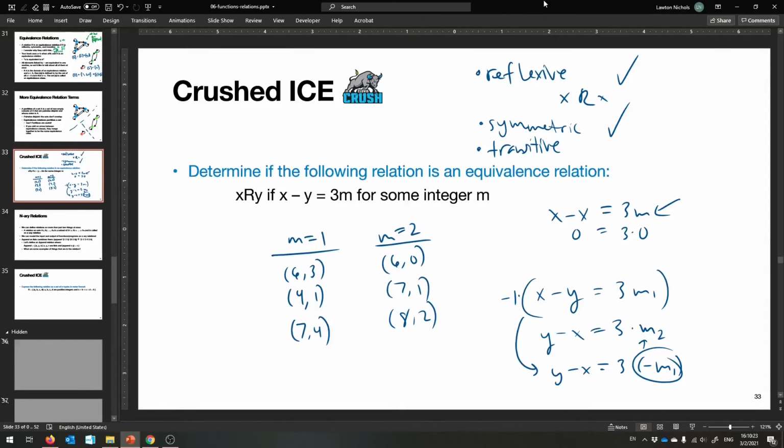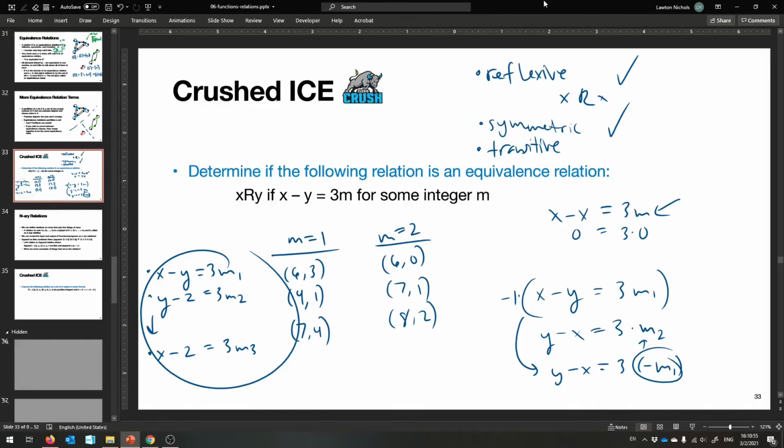We got to figure this out. We need to figure out if we know that this is true. If we know that x minus y is equal to 3m for some m, or m1, we also know that y minus z is equal to 3m2, we need to figure out if it's always true that x minus z is equal to 3m3 for some new integer m. Okay? They don't have to be the same. They could be, but they don't have to be. We need to make sure this is always the case. Interesting. Let's figure this out.